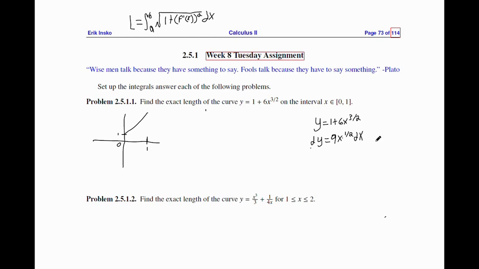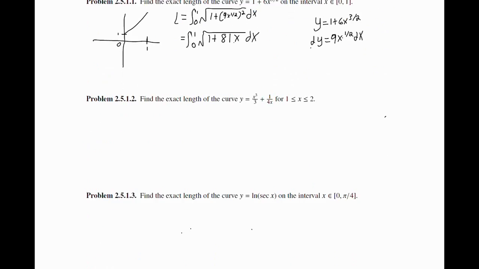And if you plug that information into this portion of the formula, along with plugging these into b and a, you should get L equals the integral from 1 to 0 of the square root of 1 plus 9x to the 1/2 squared dx. And if you simplify this out, you should get the integral from 1 to 0 of the square root of 1 plus 81x dx. And that's it. That's all that needs to be solved for the first problem. They're that simple.